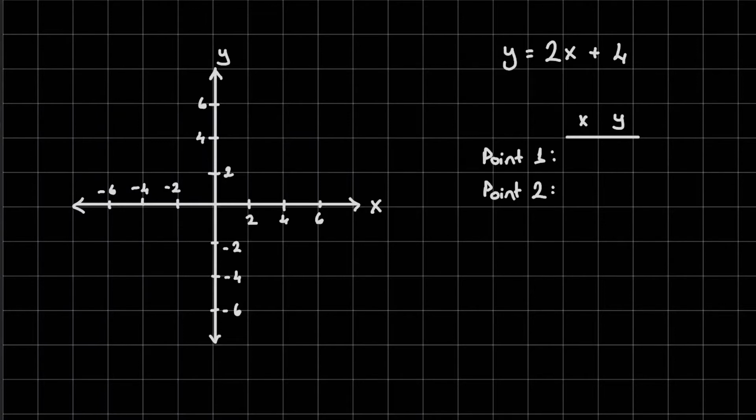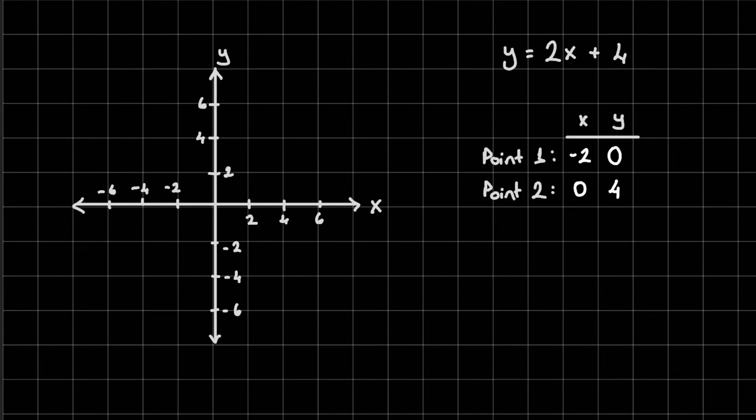Here we have the equation y equals 2x plus 4. So here, again, let's say our x value this time is minus 2. When x is minus 2, y will be minus 2 times 2 plus 4, which is 0. So the x value of our first point is minus 2 and the y value of our first point is 0. Now let's say that the x value of our second point is 0. When x is 0, y will be 4.